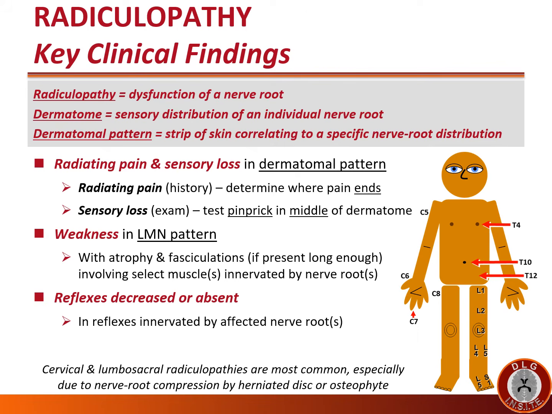They should also then have weakness in that area. If it's been there long enough, usually a few weeks, they might have atrophy and fasciculations, a lower motor neuron pattern of weakness involving those muscles. For example, the triceps muscle is innervated by C7, so they might have a weak triceps muscle. They would also have decreased or absent reflexes in the same dermatomal distribution. So in patients with, for example, C7 radiculopathy, they would have a decreased triceps jerk in that area.